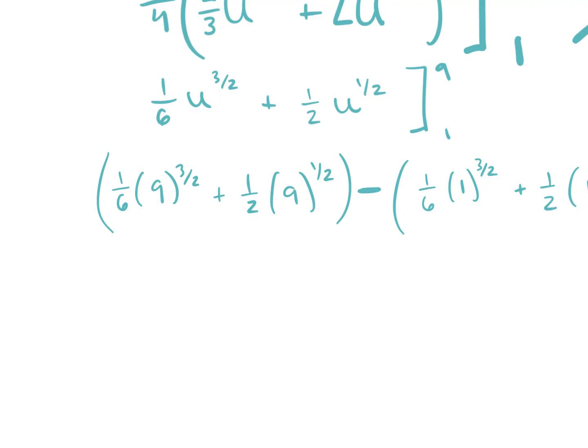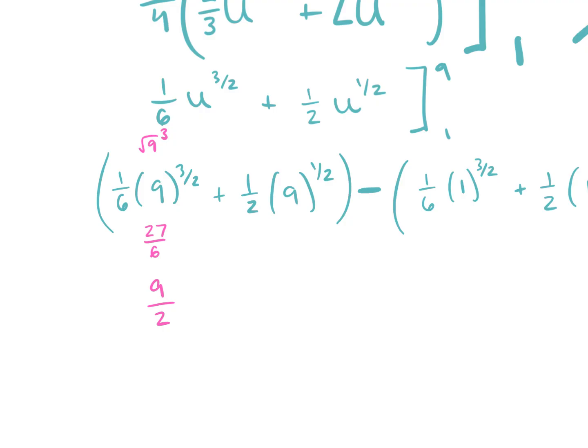9 to the 3/2 power is the same as saying the square root of 9 cubed. So the square root of 9 is 3, and 3 cubed is 27. So we get 27/6, which would simplify to 9/2, because we can divide them both by 3.